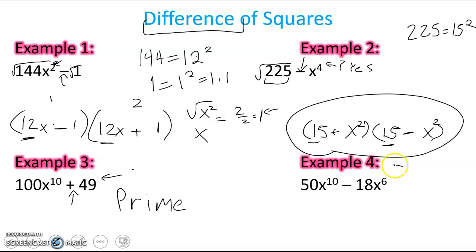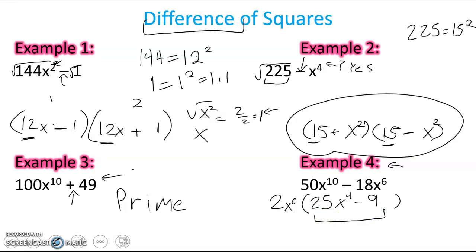Alrighty, so let's go to example number 4 here, all right? And for the first time, we can actually take out a GCF. So I can actually take out, well, 50 and 18. We can divide those both by 2. And x to the 10th and x to the 6th, I'm actually going to take out an x to the 6th there. And so what I'm going to be left with inside is, well, 50 divided by 2 is 25. x to the 10th, take away x to the 6th is just x to the 4th. 18 divided by 2 is 9. And then x to the 6th, take away x to the 6th is that. So, okay, now I'm left with a new binomial inside.